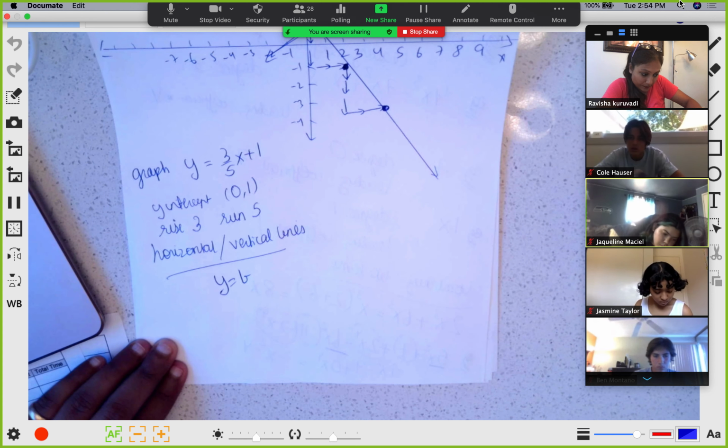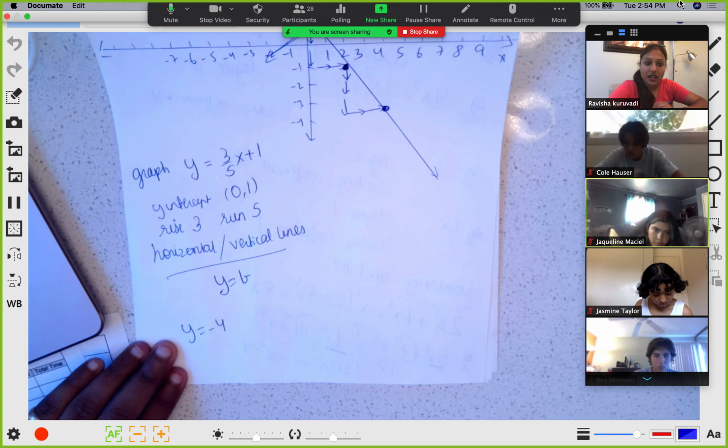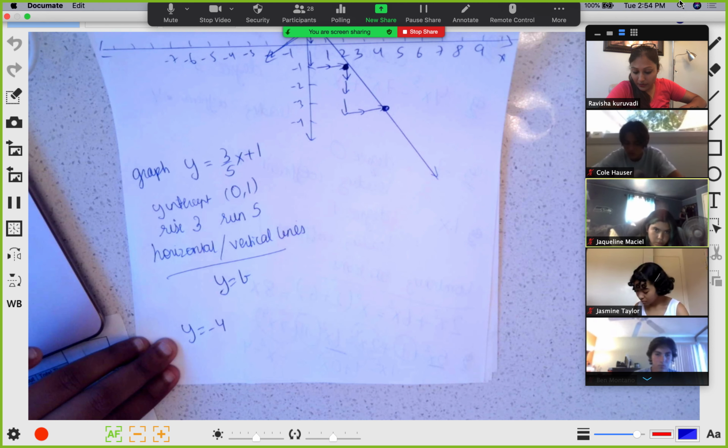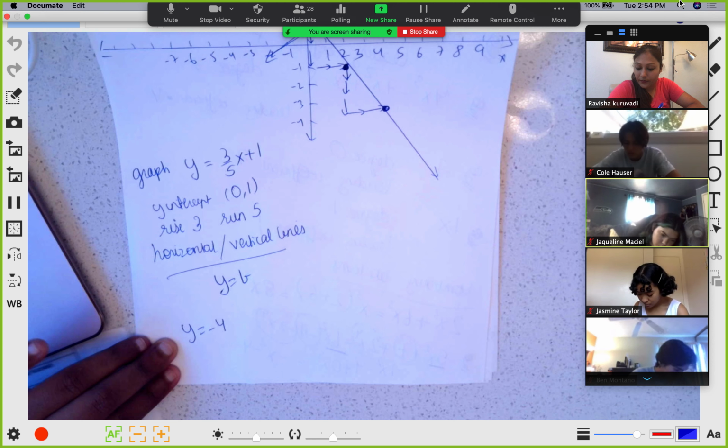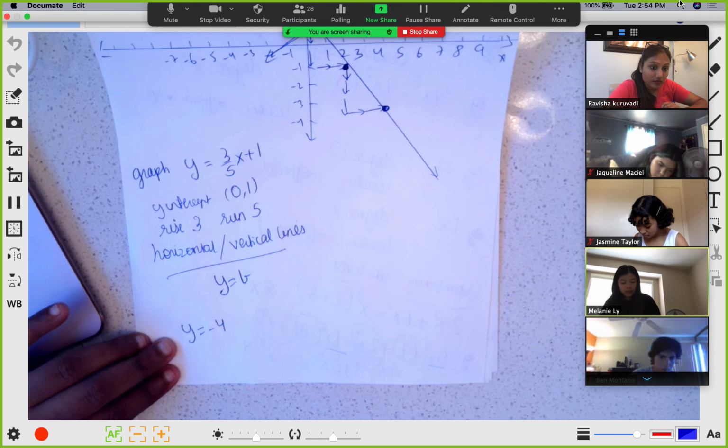to negative 4. Y is equal to negative 4. I say graph this line. Can I have Melanie? Yeah. So you would graph it on the y-axis at negative 4.